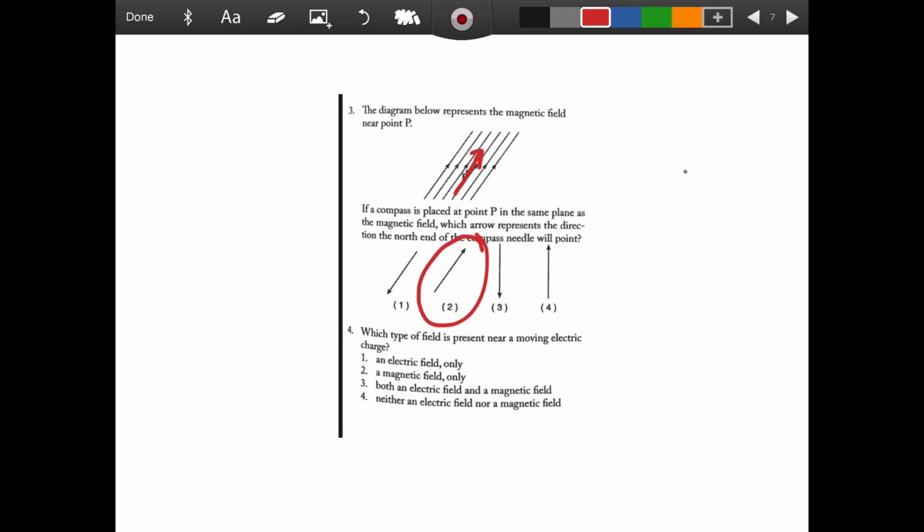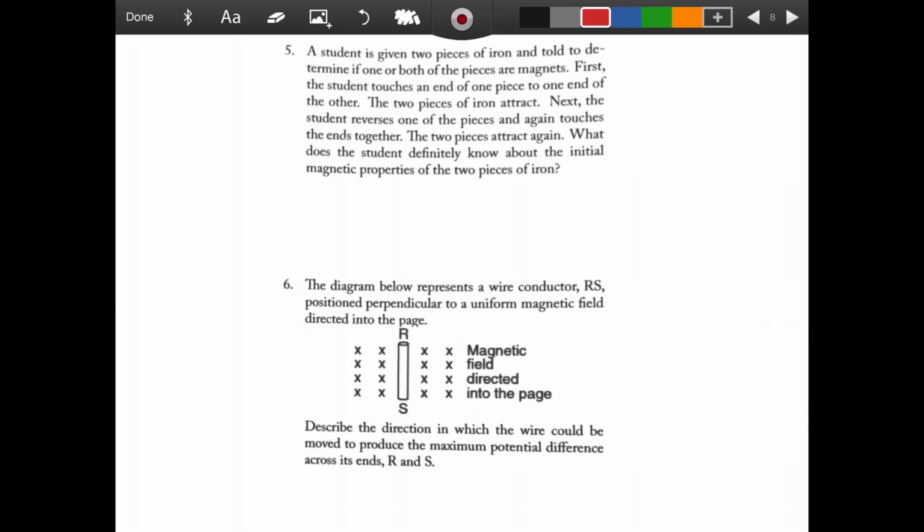Number 4, which type of field is present near a moving electric charge? If it's an electric charge, there's definitely an electric field. So anything without an electric field, we know to eliminate right away. But if this is moving, it is also producing a magnetic field. If it were stationary, then choice 1 would be the answer. But since it's moving, it's producing a magnetic field as well.